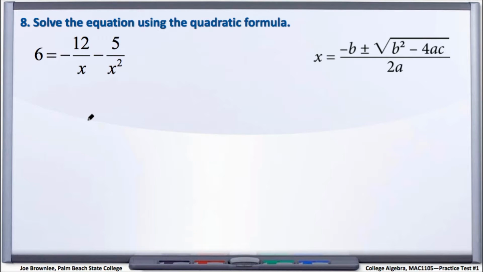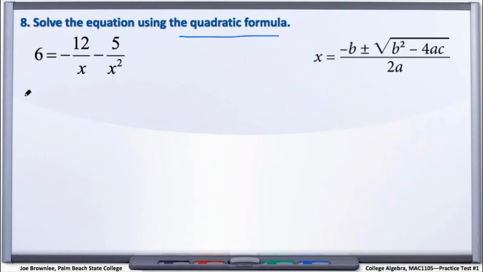So number 8, we're solving the equation using the quadratic formula. And again, this one's very similar to number 7, so I'm going to go a little quicker through this one. For a more in-depth explanation of what's happening, go ahead and check out video number 7, question 7.